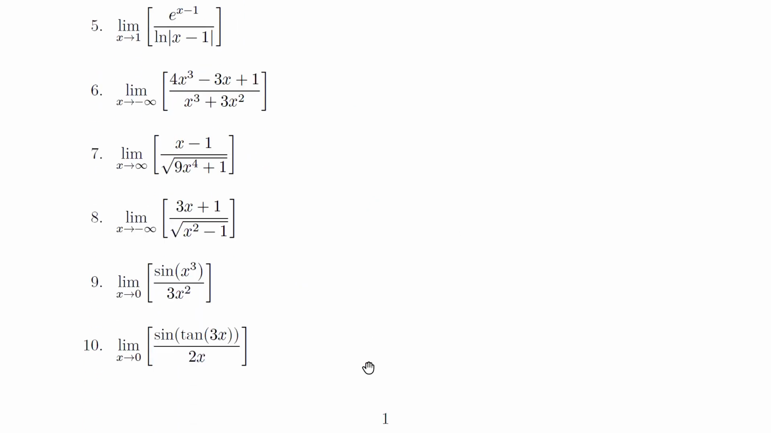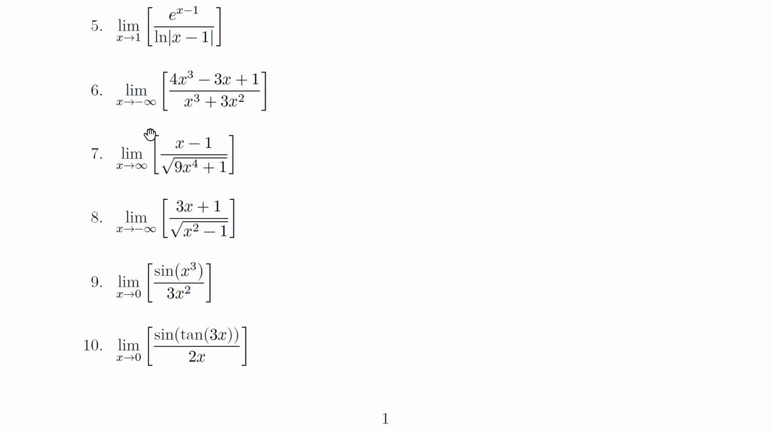All right, so moving on now. We have question 6. Well, questions 6, 7, and 8 are all where the limit is as x approaches negative infinity here, or positive infinity, and then here negative infinity again. So we have one of two cases.